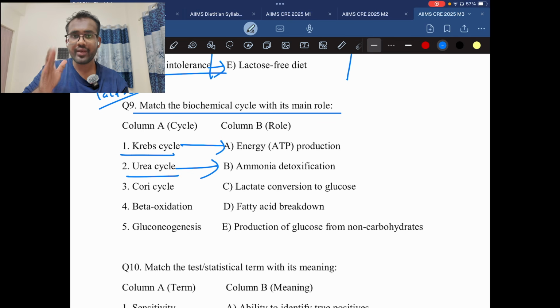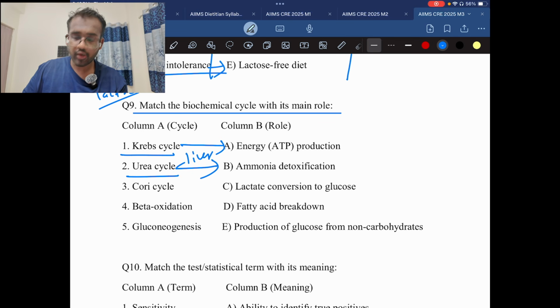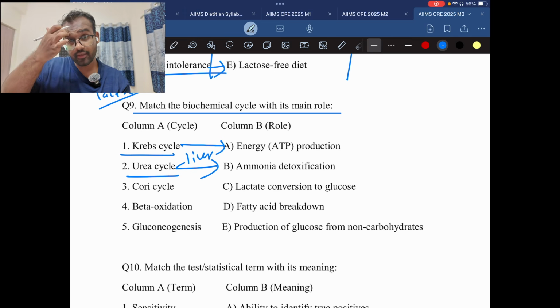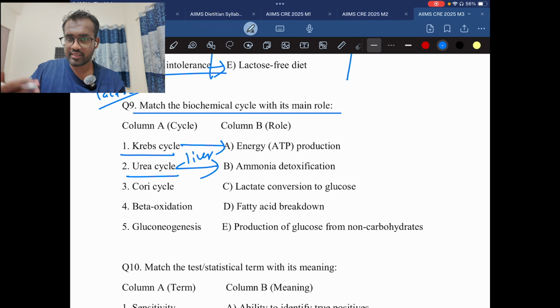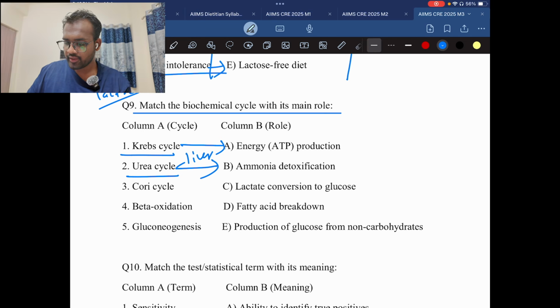Always remember, the urea cycle occurs in the liver, not in the kidney. Many people will confuse urea as related to the kidney and think it is synthesized there, but not. The kidney excretes the urea, it does not synthesize or detoxify it. Then the Cori cycle is related to lactate conversion to glucose. I have clearly explained this.